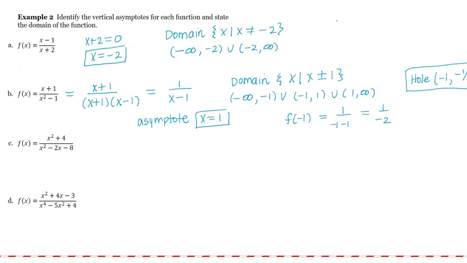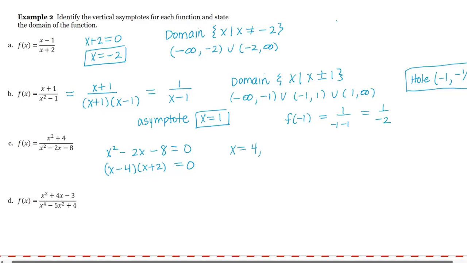Looking at example C, the denominator here can be factored. The numerator can't be factored, so we aren't going to have a situation like we did in example B where there's possibly a hole with factors that cancel, because the numerator has a plus 4 there, we can't simplify that. So let's just think about x squared minus 2x minus 8. When does that equal 0? This factors into x minus 4 times x plus 2. So our asymptotes are x equals 4 and x equals negative 2.